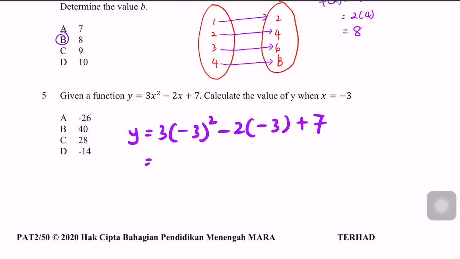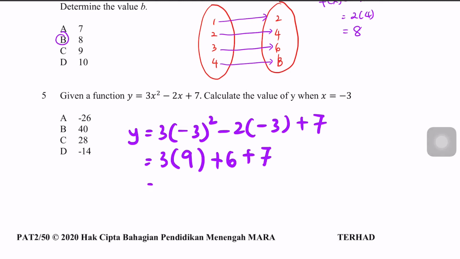Okay, tapi kalau saya suka congak lah. Okay, so negative 3 square, 3 kuasa 2 berapa? Ingat, negative square will become positive, so 3 square is 9. Okay, and then negative 2 times negative 3, negative negative, positive. 2 times 3 is 6 plus 7. Okay, so 9 times 3, 27, plus 6 plus 7. Okay, so the answer is 40.